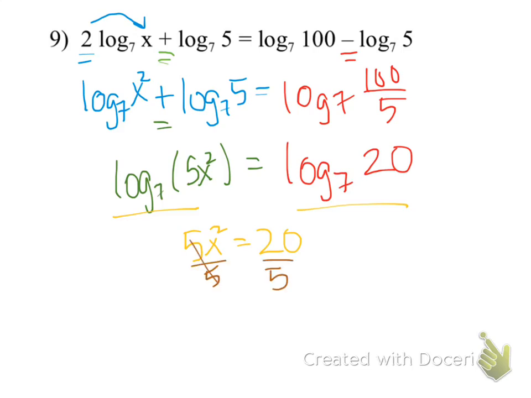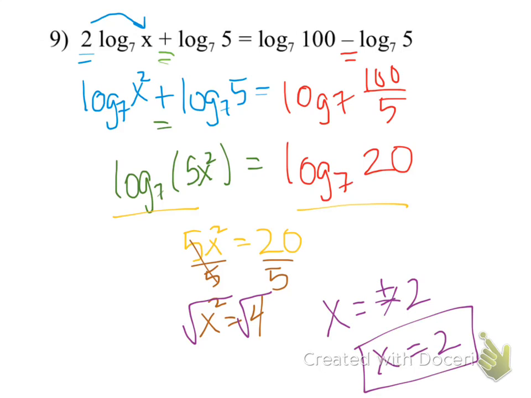Now we can solve this for x and take the square root of both sides. x, the square root of 4 is plus or minus 2. But again, remember that we can't take the log of a negative number, so we're going to restrict this to just positive 2.